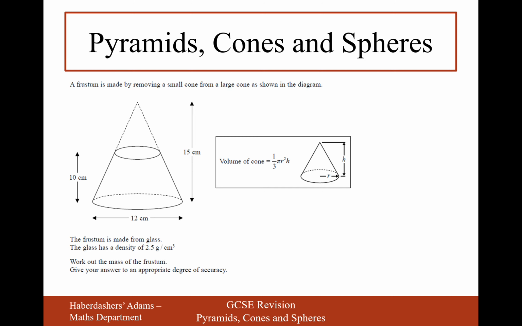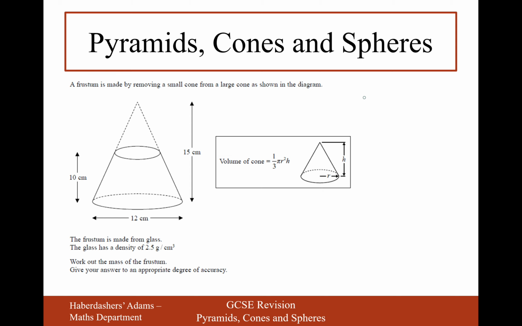Right then, so in this question here we have a shape called a frustum. It's made of glass. The glass has a density of 2.5 grams per centimetre cubed. Work out the mass of the frustum. Okay, so a frustum is basically a cone with a smaller cone taken away on top. So what I need to do is volume of big cone take away volume of small cone on top.